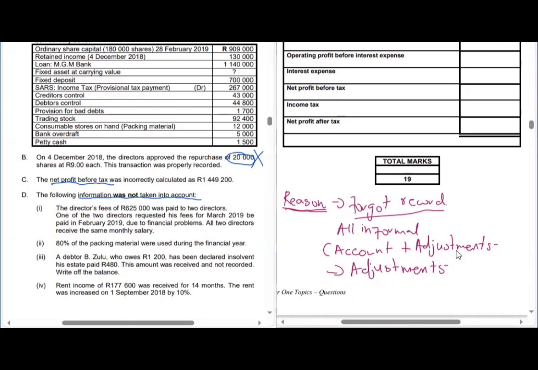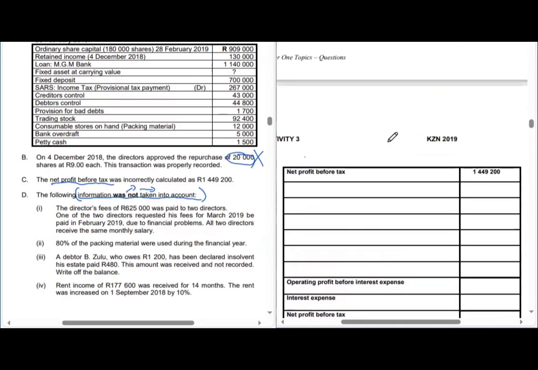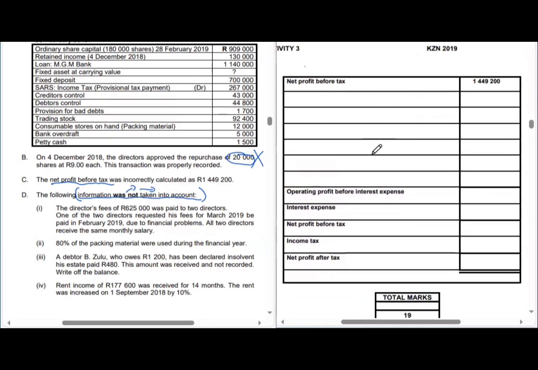So now it's because they gave us the information. The information was forgotten, meaning it was not taken into account. So guys, before we get into these transactions, I need to show you something that will benefit you whenever you are completing your incorrect net profit before tax.